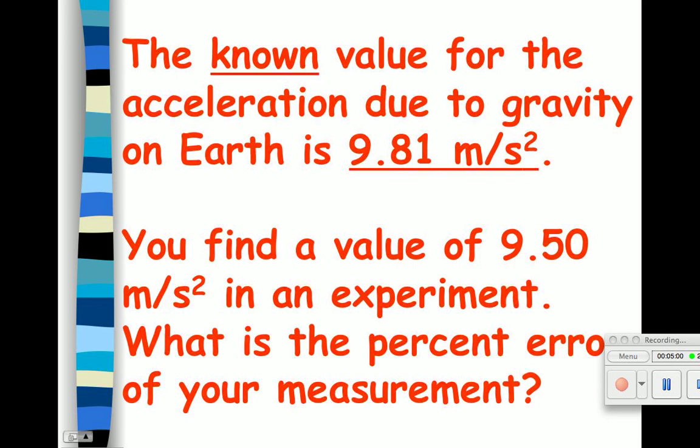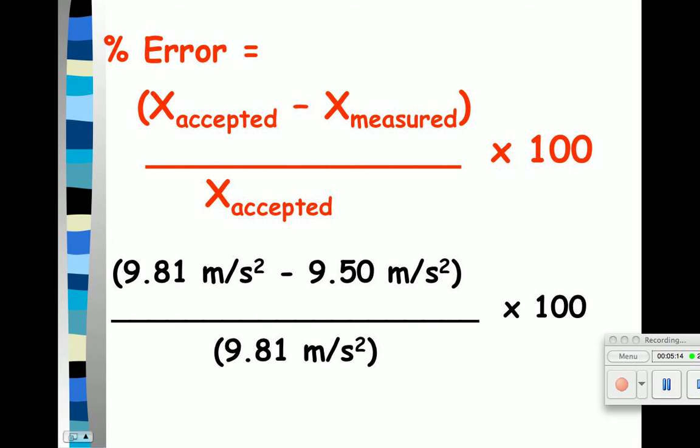Okay, so if the known value for the acceleration due to gravity on Earth is 9.81 meters per second squared, and you find a value in your lab to be 9.50 meters per second squared, what is the percent error of your measurement? So following this equation, I take the accepted 9.81 meters per second squared minus what I found in the lab, 9.50 meters per second squared, and then I divide that by the accepted again, 9.81 meters per second squared, and I'll take all of this times 100 to get my answer into a percent.